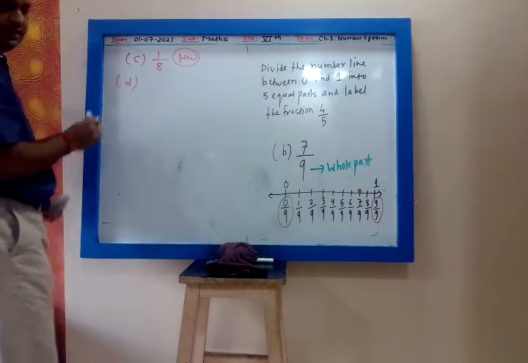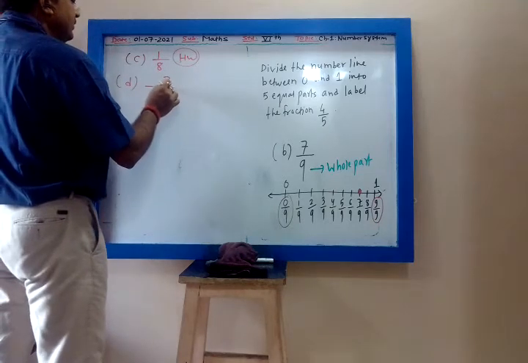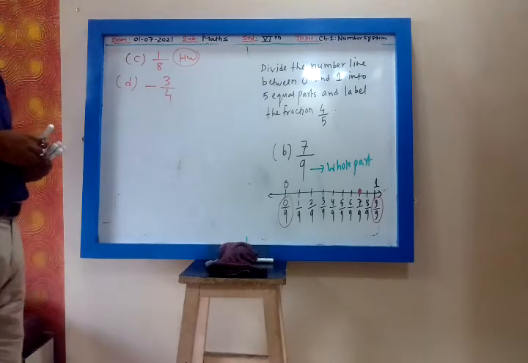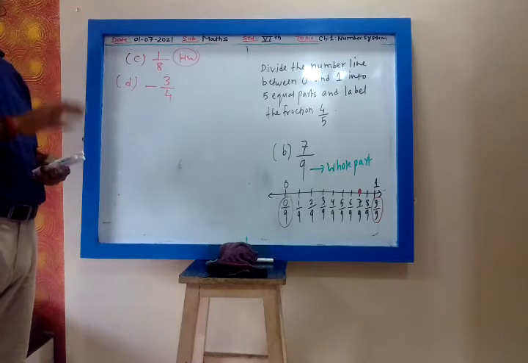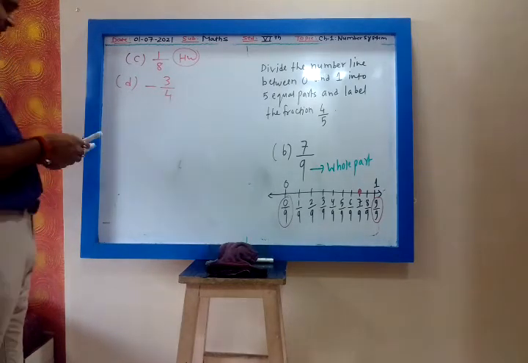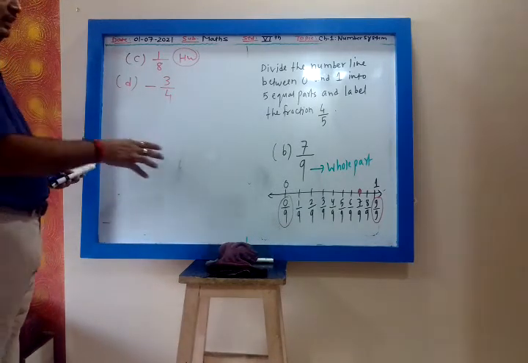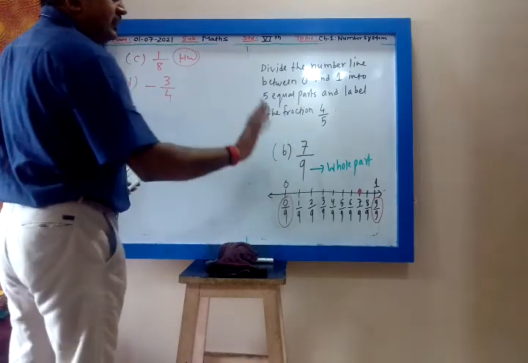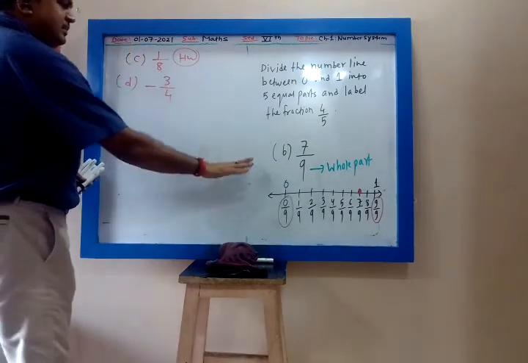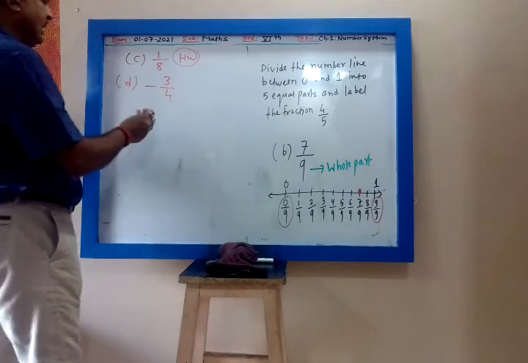Now D is minus 3 by 4. Now see, the number is negative. So which number line will you use? A sentence should not be written. This is enough, you just show minus 3 by 4.